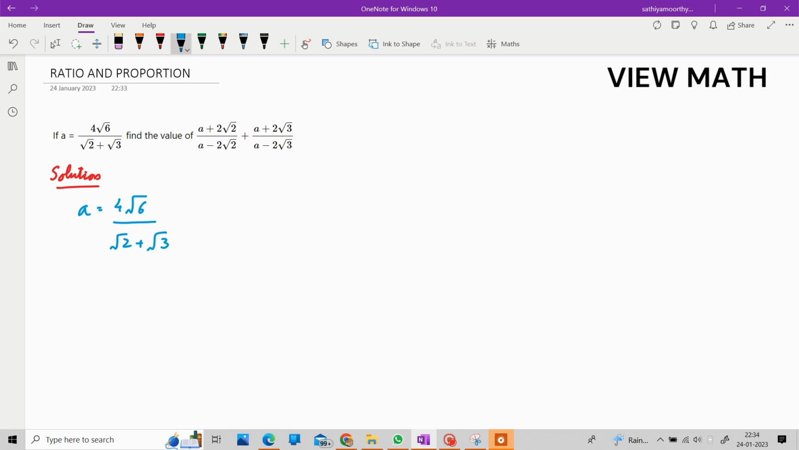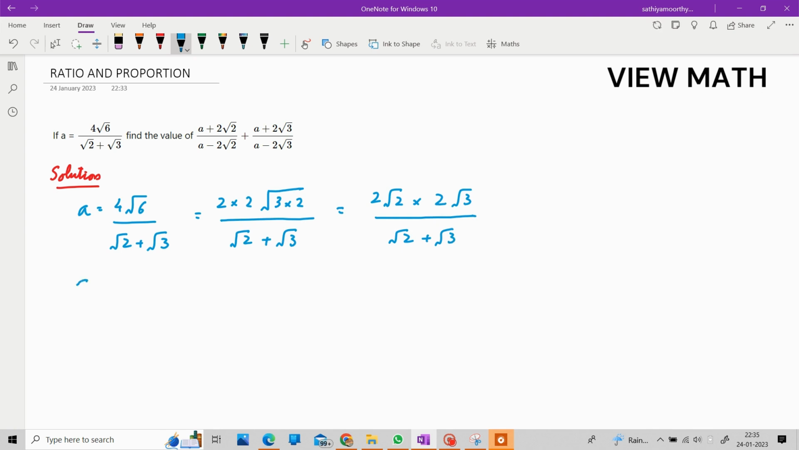Now here I can see 2 root 2 is there and 2 root 3 is there. So I am going to change this. So 4 I can write it as 2 into 2 and square root of 6 I can write it as root 3 into root 2, by square root of 2 plus root 3. This is equal to, now I can split the square root separately. I can write it as 2 root 2 into 2 root 3 by root 2 plus root 3. So first what I am going to do is, here I can see 2 root 2 is there. So I am going to bring this 2 root 2 to the left hand side.